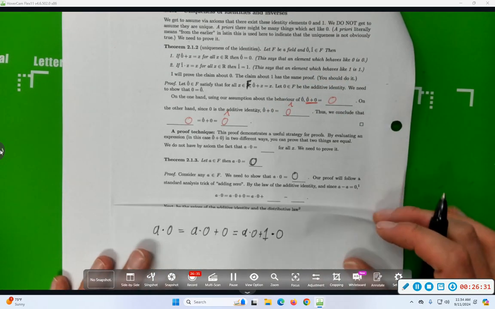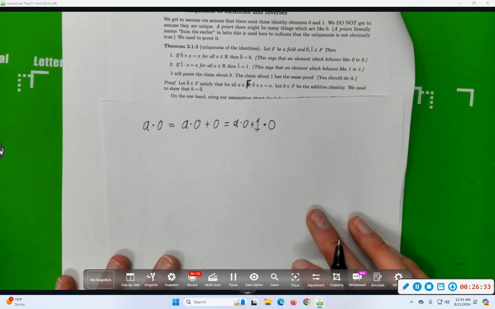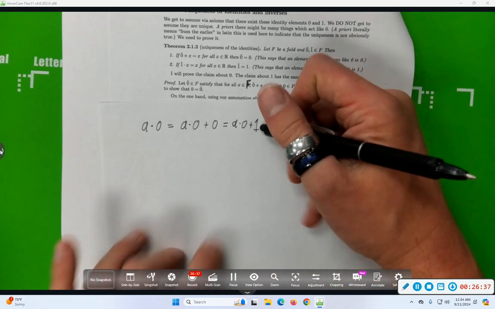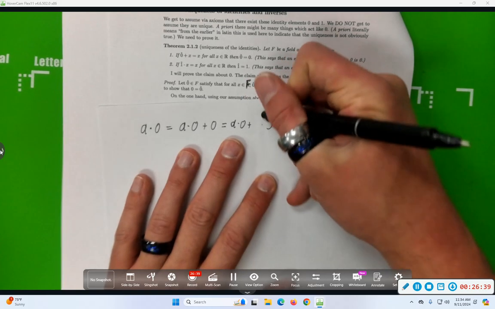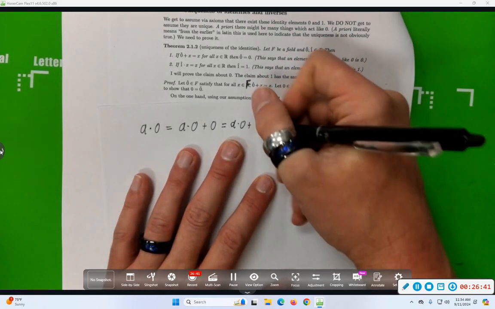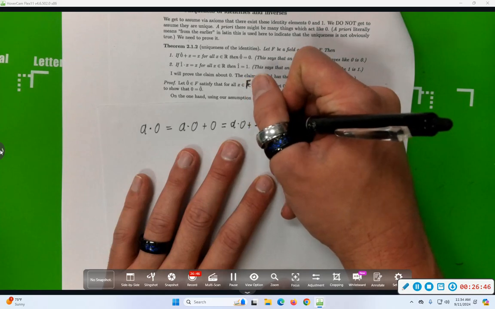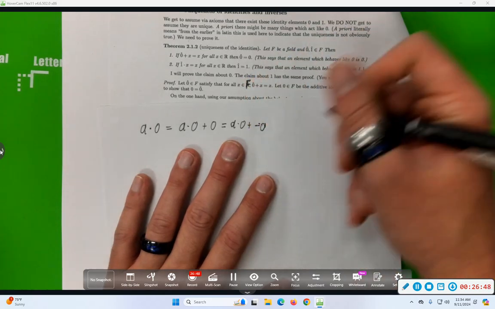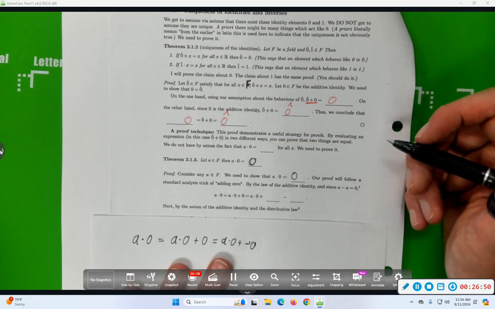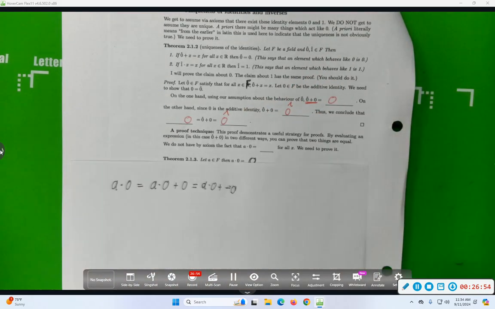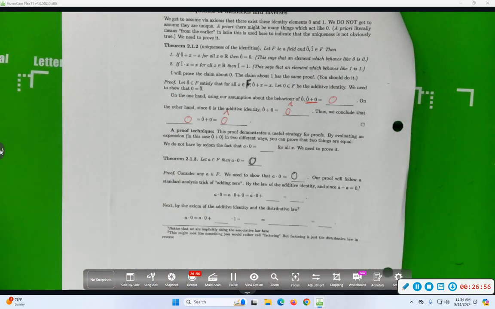Oh, darn it, I'm doing it wrong. All right, well. Because then I'm just going to wind up with a plus 1 times 0. That's not helpful. That's what I get for trying to do things out of order. Where am I? Oh, screw it. Okay, no. Doing it organically doesn't work.